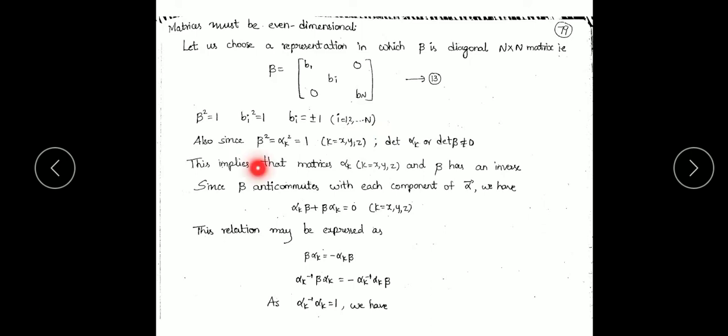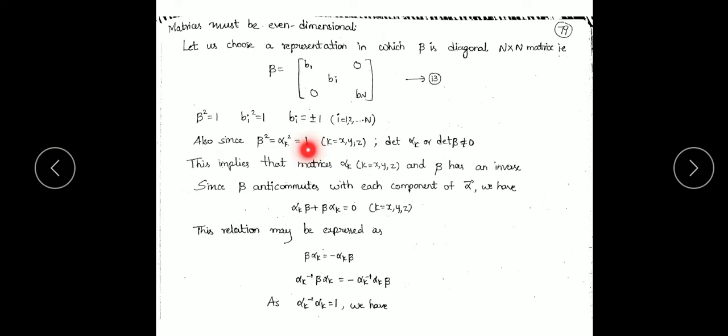And also since beta square equals alpha k square equals 1, where k equals x, y, z, determinant of alpha k or determinant of beta is not equal to 0. Here they are saying determinant of alpha k and determinant of beta is not equal to 0. How they are saying this is because alpha k square or beta square would give us the identity matrix, that is nothing but 1. That means lambda square is 1 if they are eigenvalues. That means we are having eigenvalues plus 1 or minus 1.